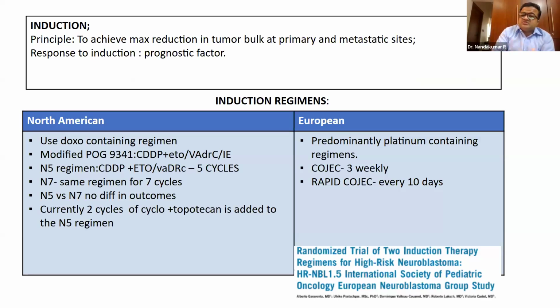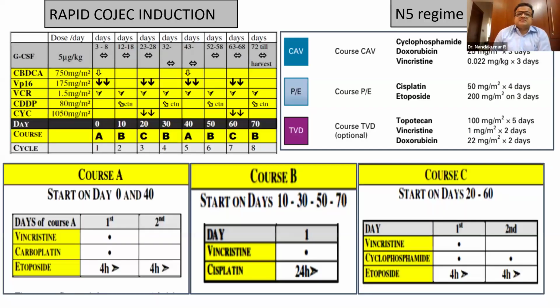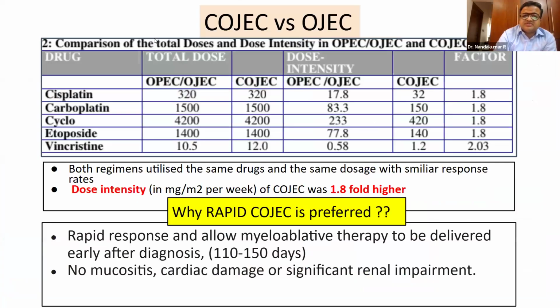The major difference between the American and the European counterparts is that the Europeans use a platinum-based regimen, while the North Americans use an anthracycline or doxorubicin-based regimen. Remember, all of these drugs are very much active and there is no superiority of one over the other. Now, coming to the comparison, the current protocol that SIOPEN recommends is called the rapid COJEC. I'll come back to this and then go back to the other.